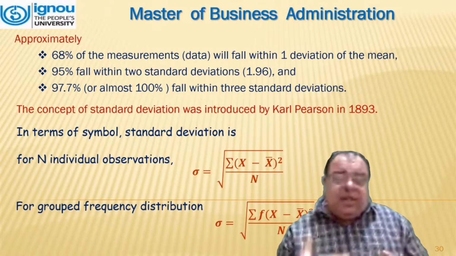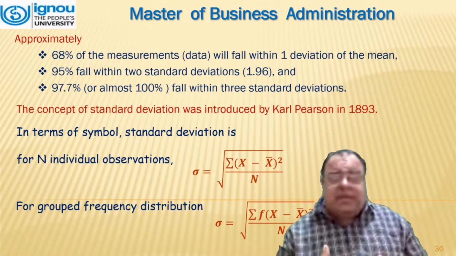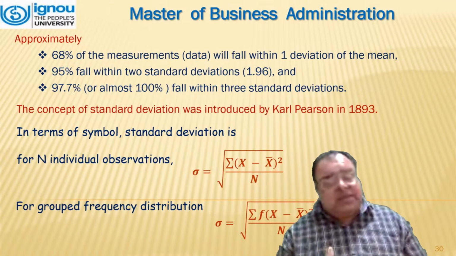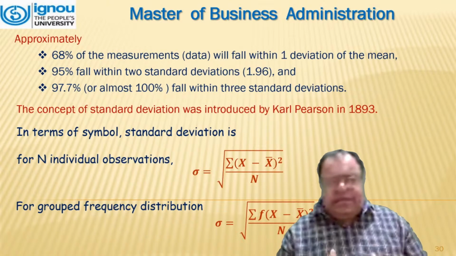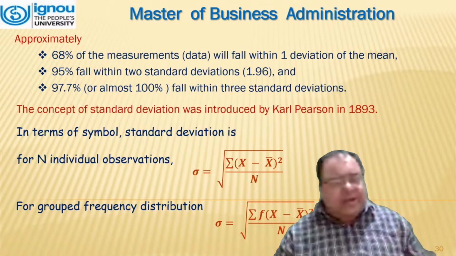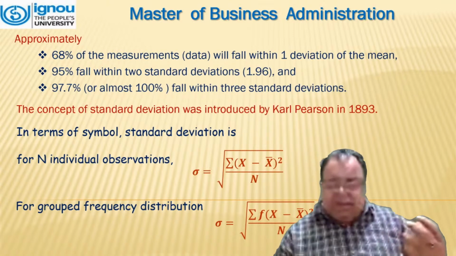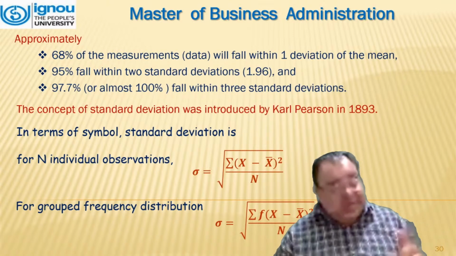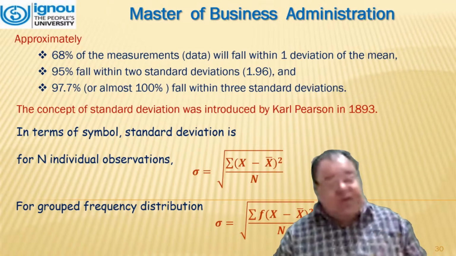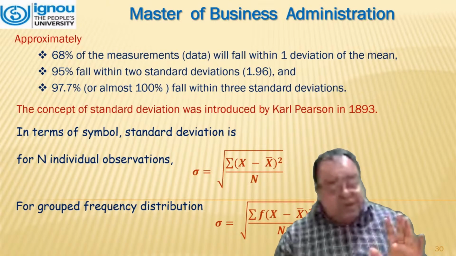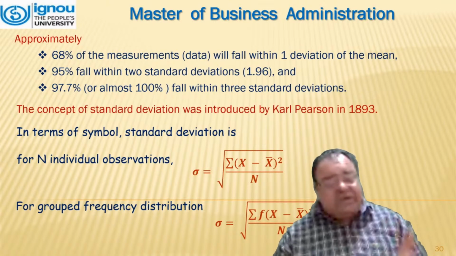The concept of standard deviation was introduced by Karl Pearson way back in 1893. In terms of symbol, standard deviation is denoted by sigma. And if we have individual observations, then how is it evaluated? That means sigma is equal to the square root of summation of the difference between x minus mean, upon n.